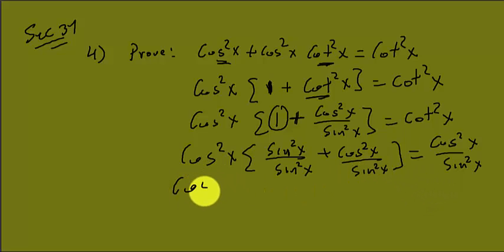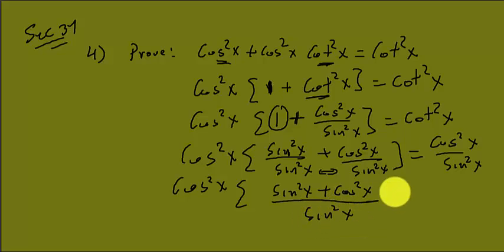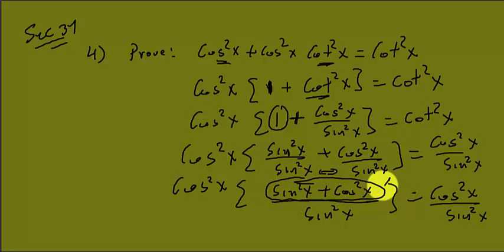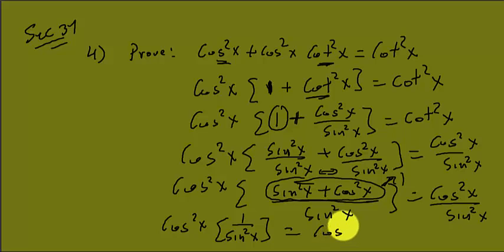So I have a cosine squared x, all that times, they have the same denominators, so I can add them together. I would get sine squared x plus cosine squared x, all that over sine squared x, and that's equal to cosine squared x over sine squared x. But we have a trig identity for this. I told you you have to remember that. That's the same thing as 1. So I have a cosine squared x times 1 over sine squared x, that's equal to cosine squared x over sine squared x.